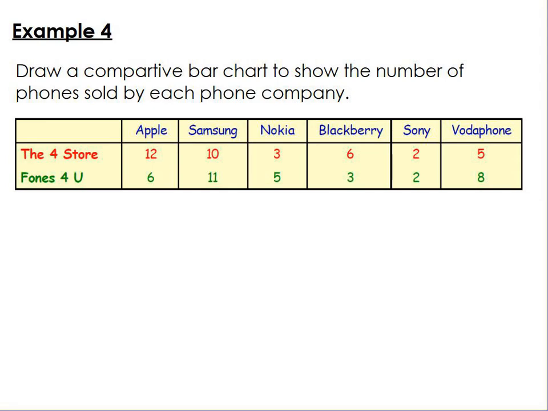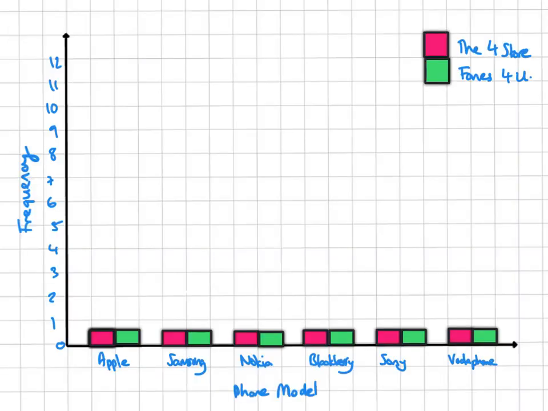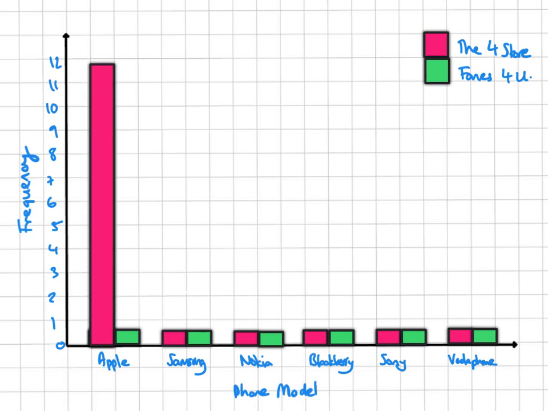Example 4. Draw a comparative bar chart to show the number of phones sold by each phone company. So we're going to compare the 4 store and Phones for You. So I've got my bar chart set up. I've got my models down the bottom, my phone models, and up the side I've got my frequency. I've also got a key. So the pink bar is going to represent the 4 store and the green bar is going to represent Phones for You. Okay, for Apple, the 4 store was 12 and Phones for You was 6.